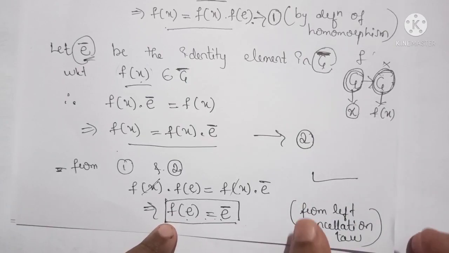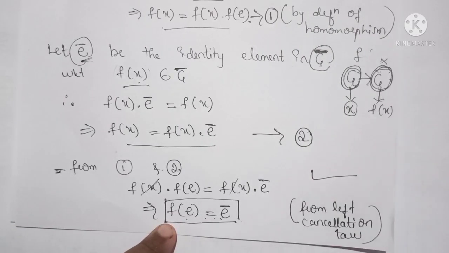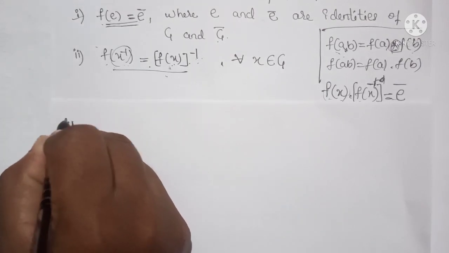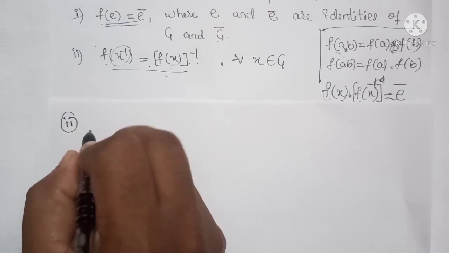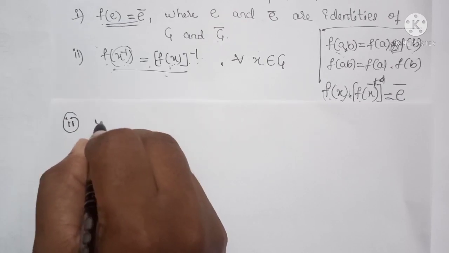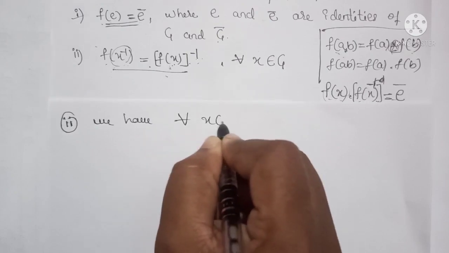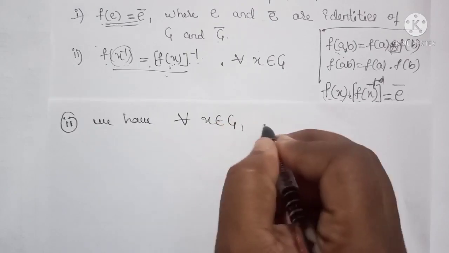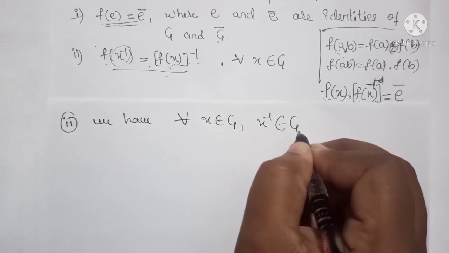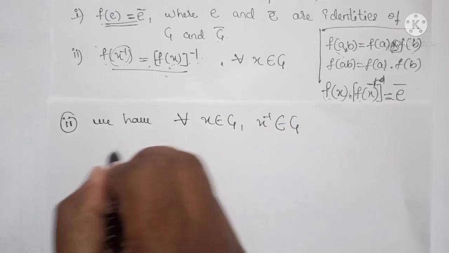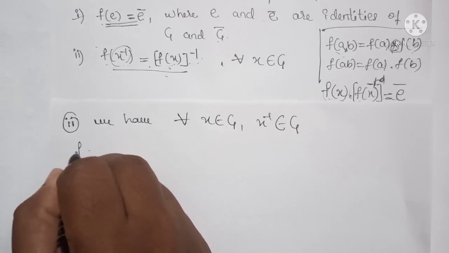Okay, next we shall prove the second one. Now we shall prove the second one. For this, in that second one we know that for all x belongs to G, its inverse also belongs to G itself, because G is a group. So we can write it from the closure law.